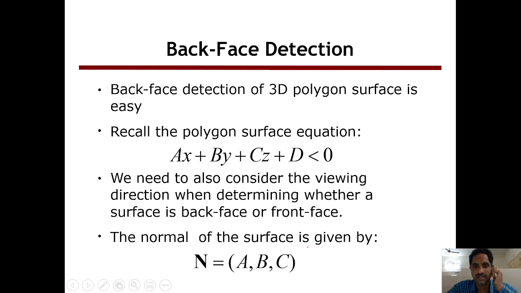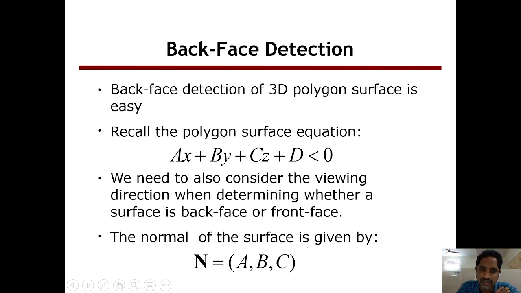In backface projection, a 3D polygon surface is easy to handle. Recall the polygon surface equation, that is ax plus by plus cz plus d is less than 0. Then we also need to consider the viewing direction when determining whether a surface is a back face or a front face. Using back face projection, you can find which are the front views of the images and which are the back views. Based upon that, you can find the particular algorithms. Here we are using the polygon surface algorithm.